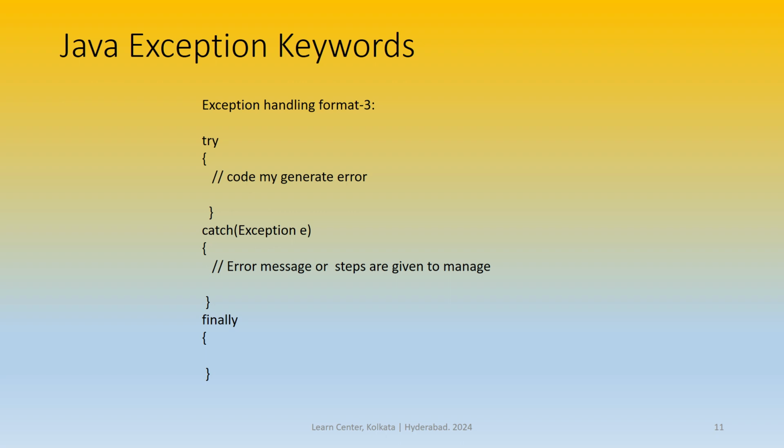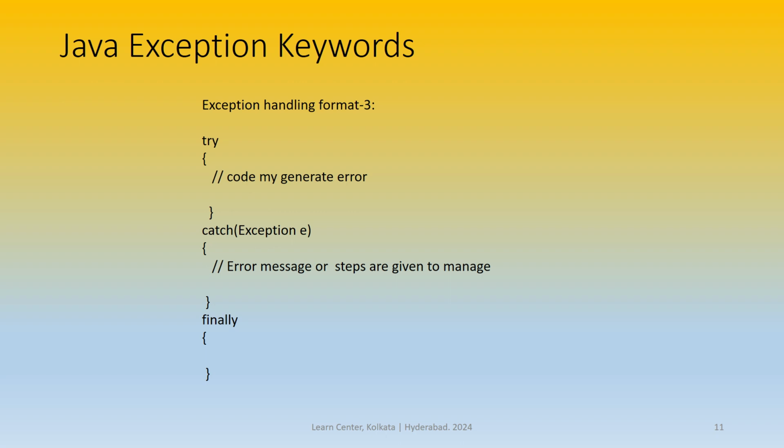As we know, in the try block, code that may generate an error is placed, and in the catch block, the error message or steps to manage it are placed. And finally is the optional block, which will execute every time, whether an error occurs or not. When is it needed? Suppose we are using a database program. In the try block we initiate the connection. Suppose it is successfully executed; after that we need to close it. So code is placed in the finally block to disconnect the connection.